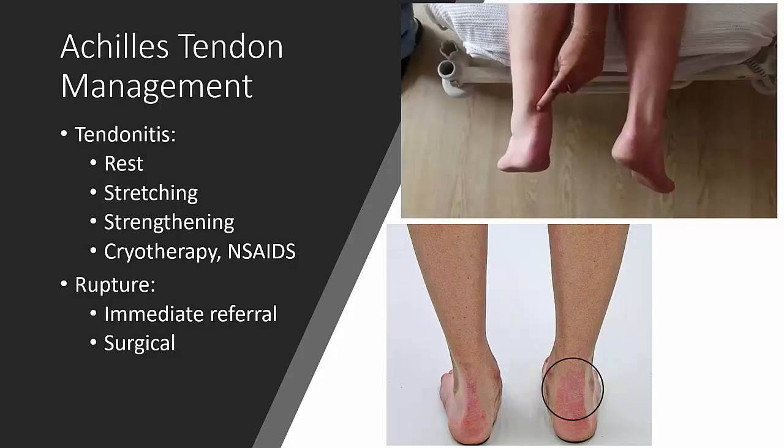Achilles tendon management. For tendonitis, rest, stretching, strengthening, cryotherapy, and NSAIDs are recommended. For an Achilles tendon rupture, immediate referral to a physician's office is recommended, particularly an orthopedic surgeon. Many times, individuals will go to an emergency department to help with pain management, and surgical intervention to reattach the torn Achilles tendon is almost always recommended.